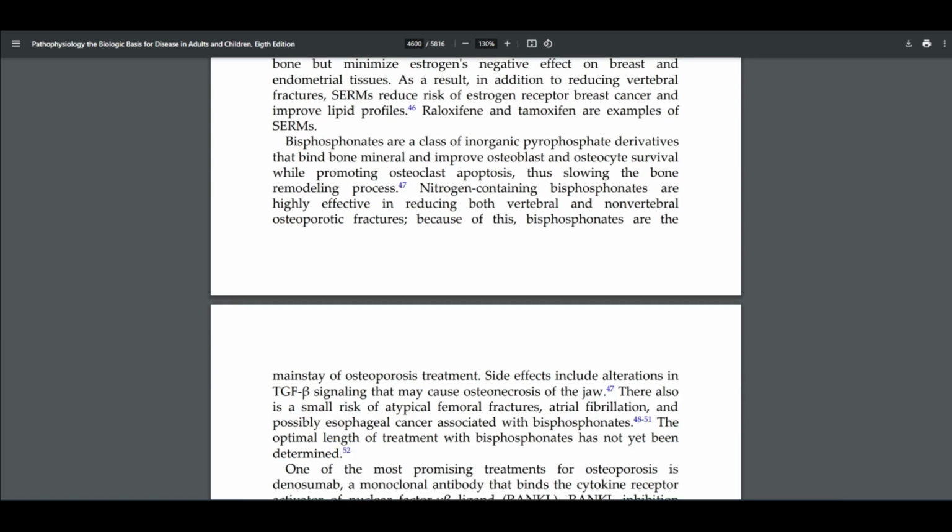Bisphosphonates are a class of inorganic pyrophosphate derivatives that bind bone mineral and improve osteoblast and osteocyte survival, while promoting osteoclast apoptosis, thus slowing the bone remodeling process. Nitrogen-containing bisphosphonates are highly effective in reducing both vertebral and non-vertebral osteoporotic fractures. Because of this, bisphosphonates are the mainstay of osteoporosis treatment.